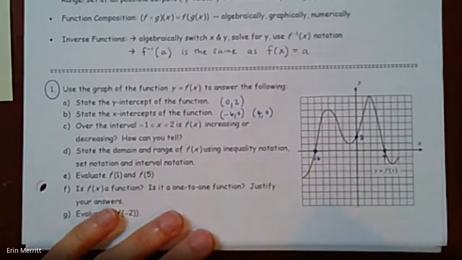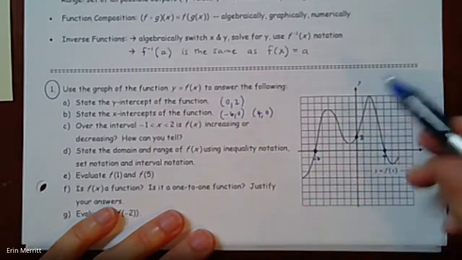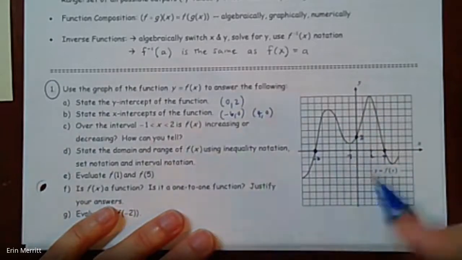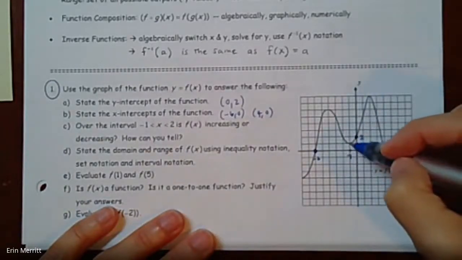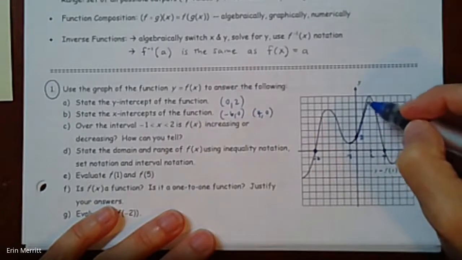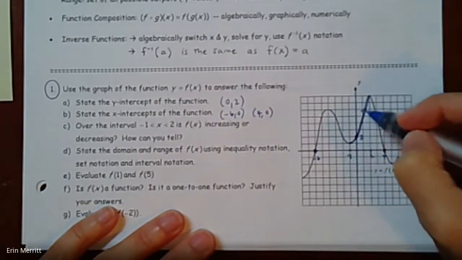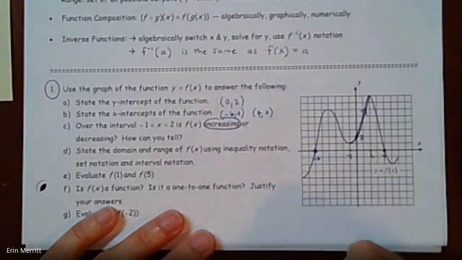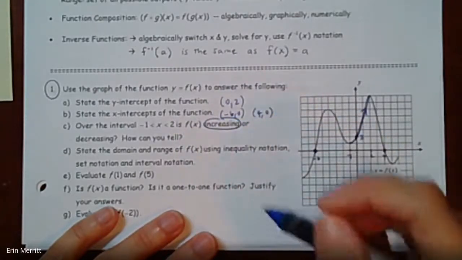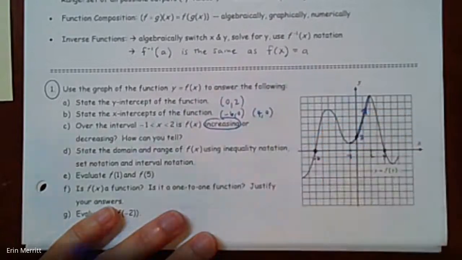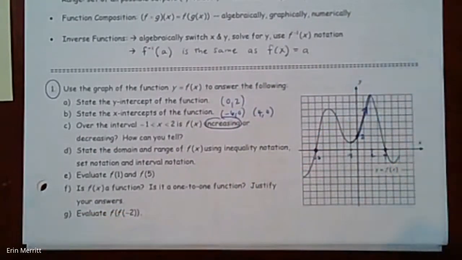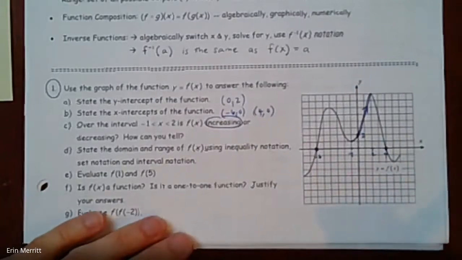All right, over the interval from negative 1 to 2. So negative 1 is right here, to 2. Is the function increasing or decreasing? So go from left to right. From left to right, the whole time it is going up, so it is increasing. And then when it's asking how can you tell, you could literally say from left to right, the y value is going up, or the slope is up to the right, something along those lines.